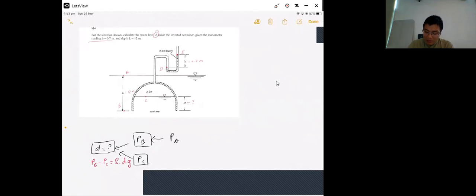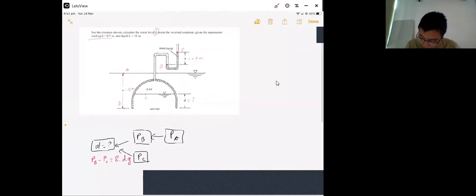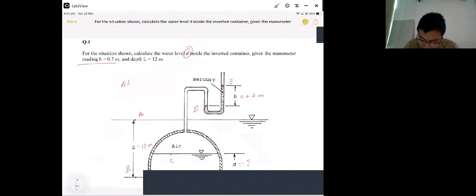What is A? A is the water surface. All of that is underwater. B and C are under the water, and A is the water surface, like there's a pocket of air. In here is air, so we have atmospheric pressure.